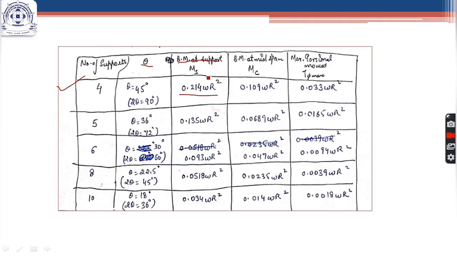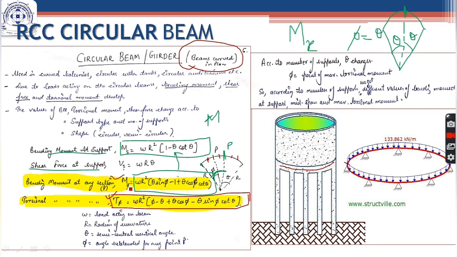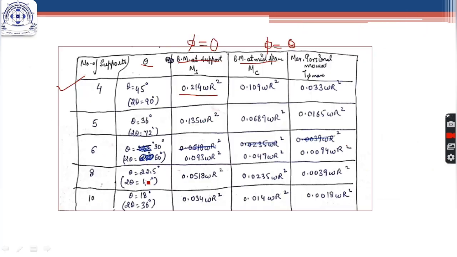And we will get the simplified expression for bending moment at support when the number of supports is 4. Then bending moment at midspan is calculated when phi is equal to theta. So when phi becomes theta, we get the bending moment at midspan, and when phi becomes 0 degree, you get bending moment at support. So you substitute phi equal to theta, with theta as 45 degree, and you will get the bending moment at the center.